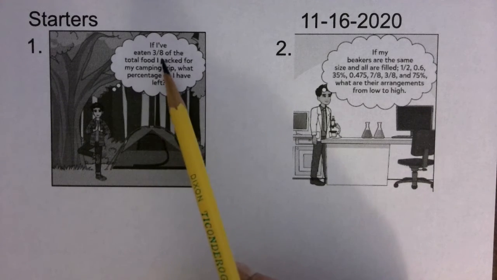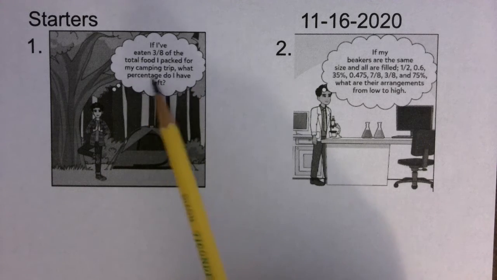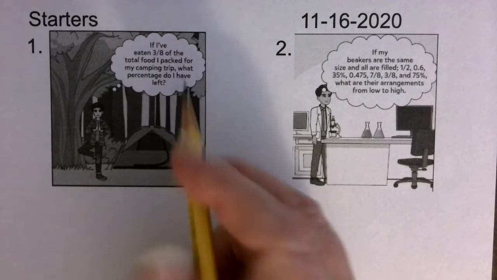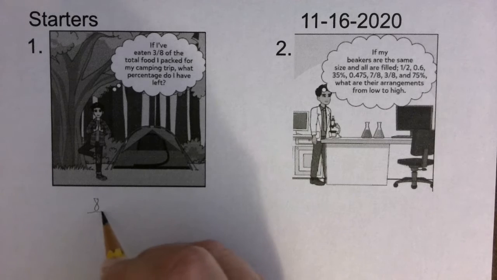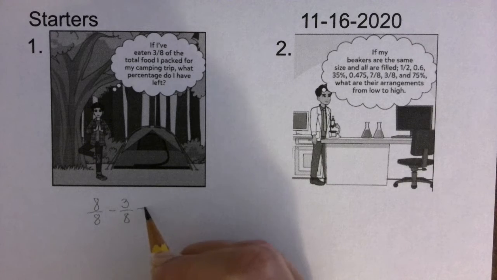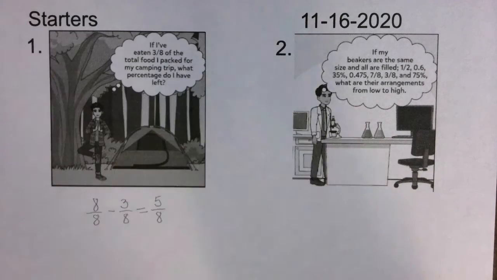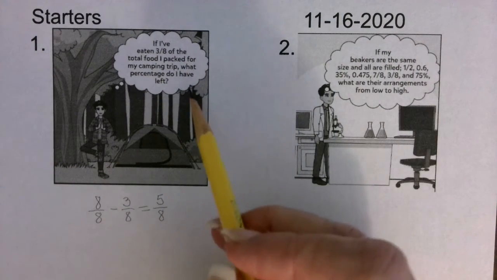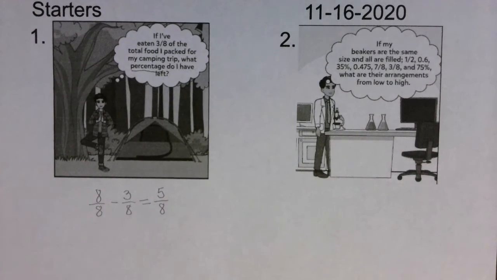If I've eaten 3/8 of the total food I packed for my camping trip, what percentage do I have left? So if you've eaten 3/8, that means if you have a whole, which is 8/8, and you take away that 3/8, the fraction that you have left is 5/8. But we want to know what the percentage is for that. So there are a couple different ways that you can do that problem.